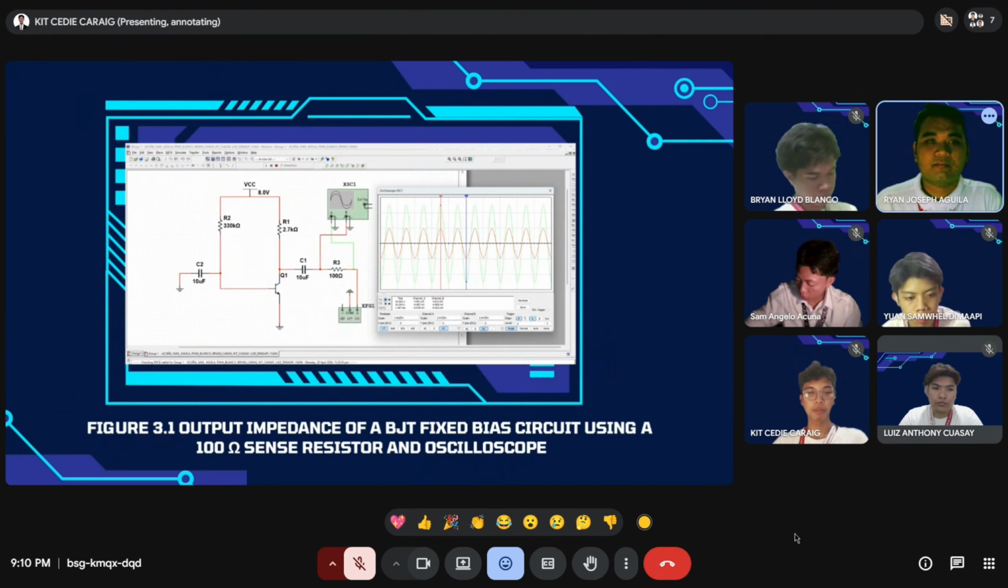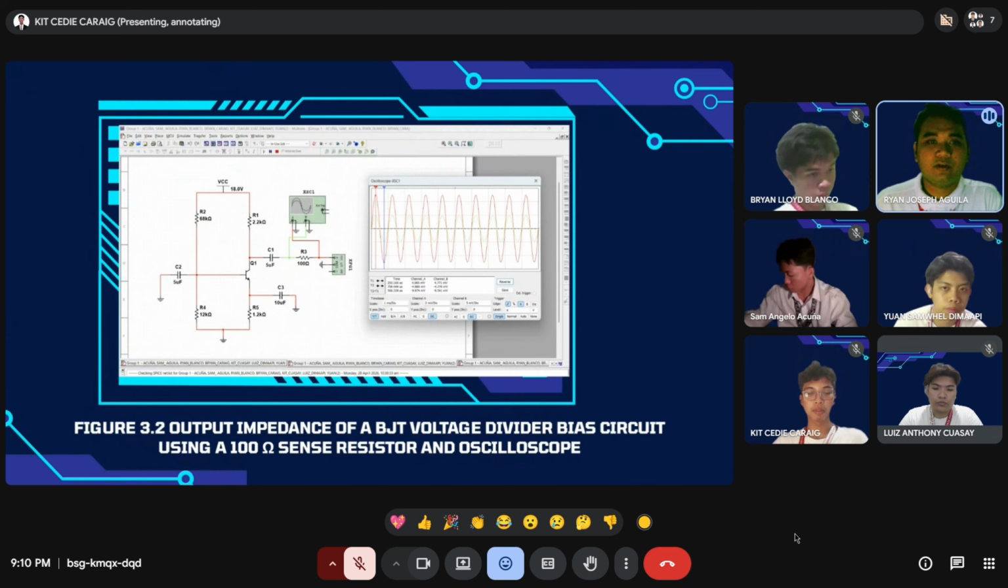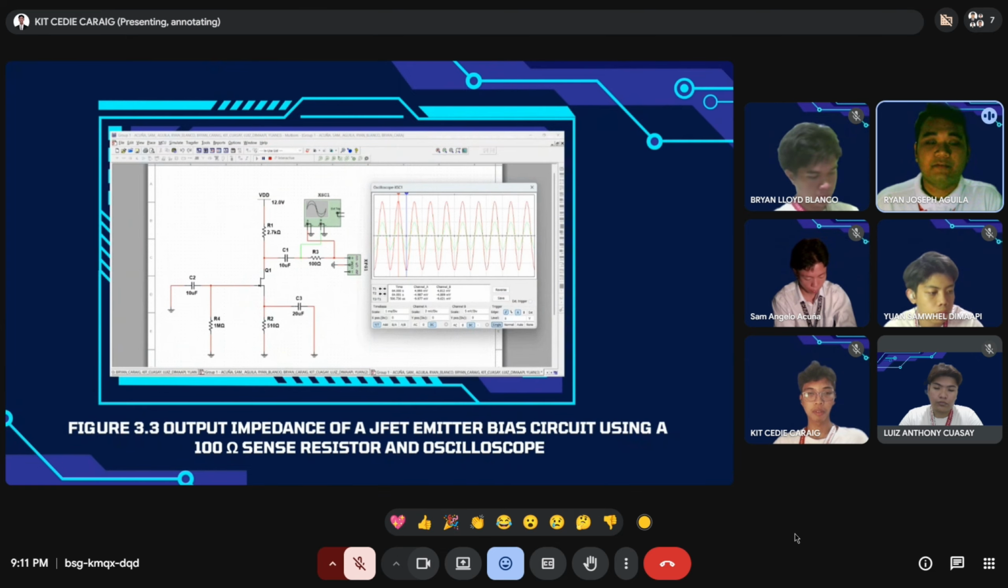Next slide, please. And moving on to figure 3.2, this circuit uses a voltage divider bias configuration, which improves stability. Here, the oscilloscope shows a much larger gap between the source and output signals. This is important. A large voltage drop across the sense resistor means that more current is flowing. So compared to the fixed bias circuit, this configuration clearly delivers higher output current. Next slide, please.